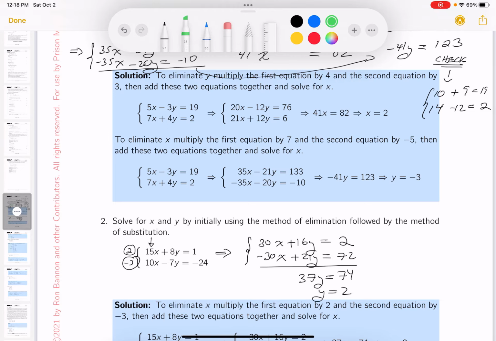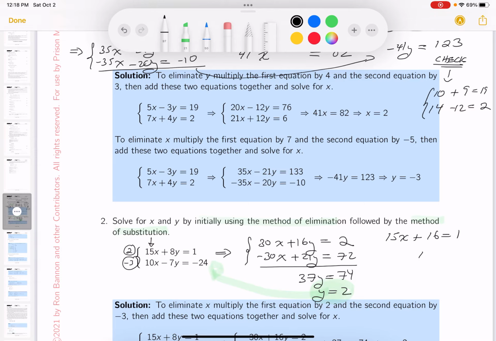Now, again, I want to remind you what they said to do. Initially, using elimination, and then they said method of substitution. Well, substitution, what I'm going to talk about is taking this, which is y equals 2, and plugging it in somewhere. Now, someone says, where would you plug it in? Any equation you like. I'm going to pick the first one, all right? Plug in the first one, what do you get? I get 15x plus, well, if y is 2, I get 16, right? And that equals 1.